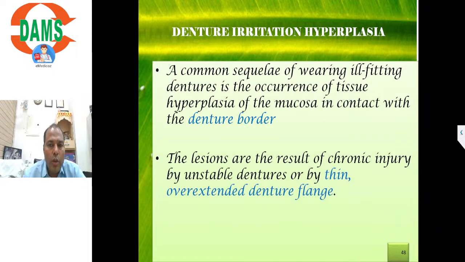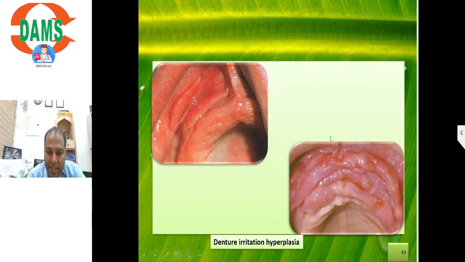A common sequela of wearing, as I told, ill-fitting dentures is the occurrence of tissue hyperplasia of the mucosa in contact with the denture border. Normally it occurs at the denture border. Why? Because maybe the denture borders are very thin, or the dentures are overextended. So they will cause continuous irritation. So what you will get are these flaps. This is because of irritation.